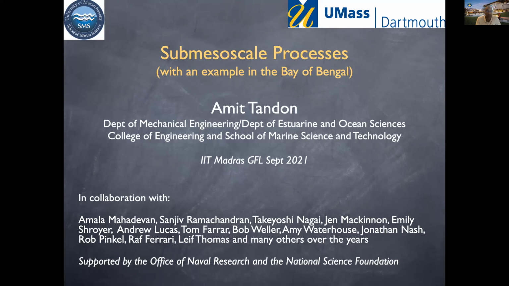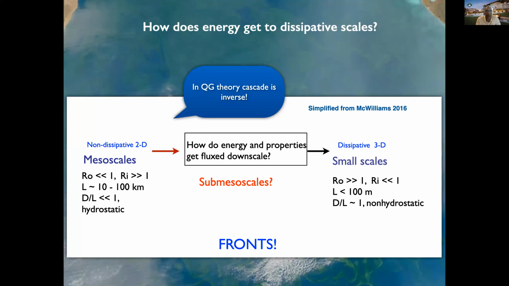There are a number of collaborators that I've been working with on sub-mesoscale processes over the years. And this work has been supported by the Office of Naval Research and some of it by the National Science Foundation. One of the questions that McWilliams asked in his review papers was, how do the energy and properties get fluxed downscale? How does the energy in the ocean get to dissipative scales?